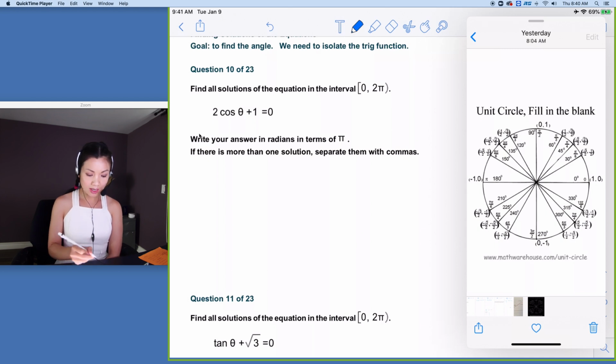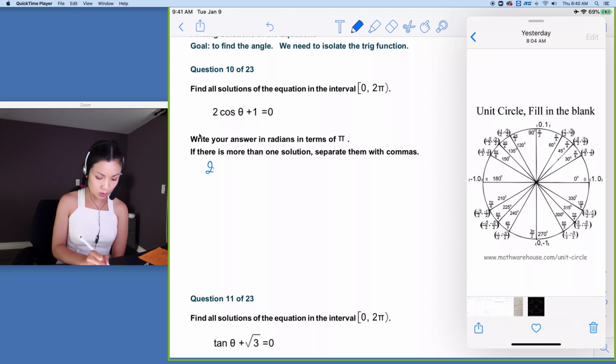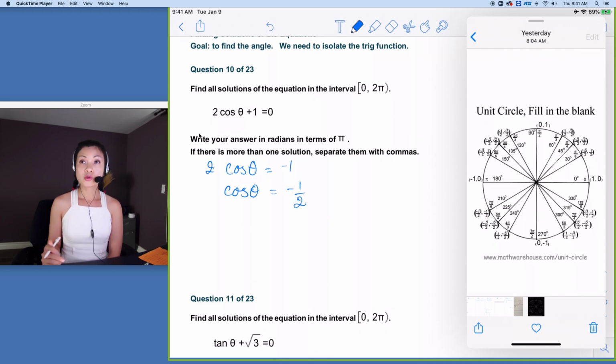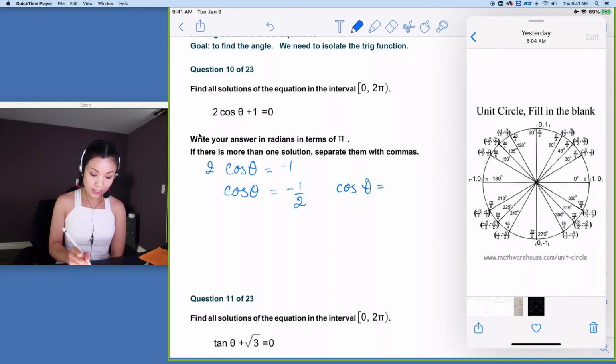So you see that first I need to isolate it, right? I'm just going to do it like how we work with linear equations. Minus 1 here, and then divide by 2. So I got cosine of theta equals -1/2. So we have to refer back to the unit circle. What is the angle that gives you cosine equals -1/2?